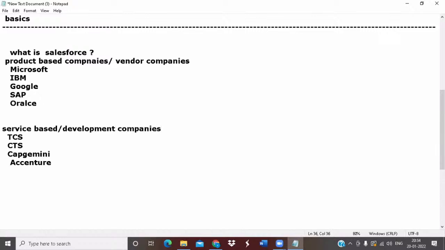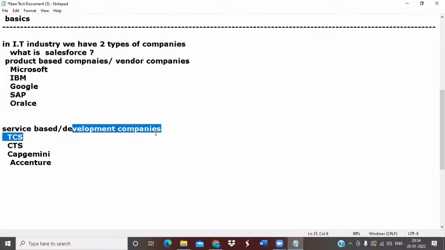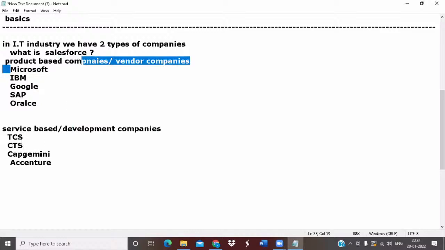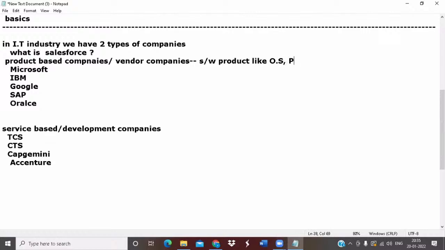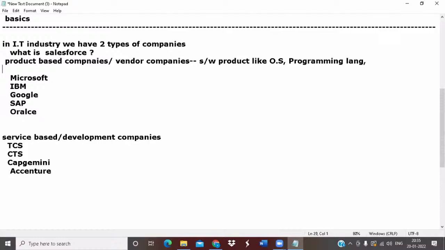So there are two different types of companies in the IT industry. First one is called product-based companies or vendor companies. Second one is called service-based companies or development companies. Microsoft, IBM, Google, SAP, Oracle, all these companies come under what? Product-based companies. And whereas TCS, CTS, Capgemini, Accenture, these are all service-based companies. What is the difference between these two? Product-based companies are those companies that develop software products like operating systems, some programming languages, some databases, some packages, technologies.